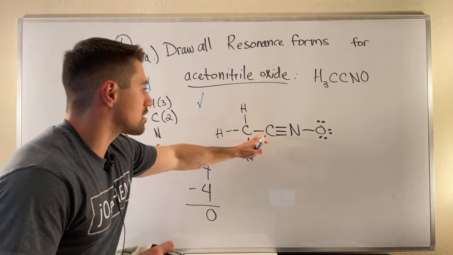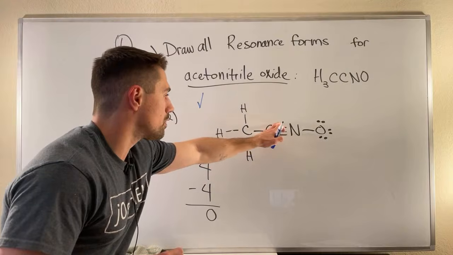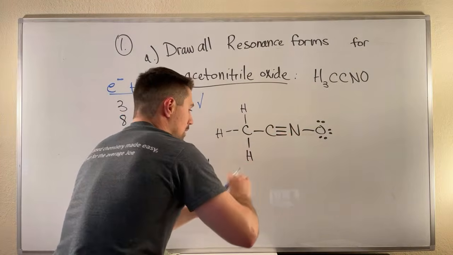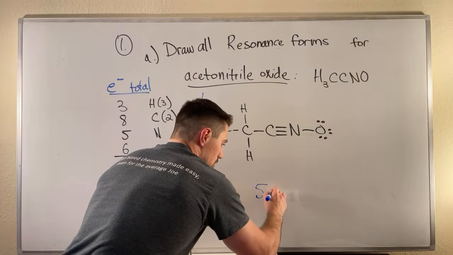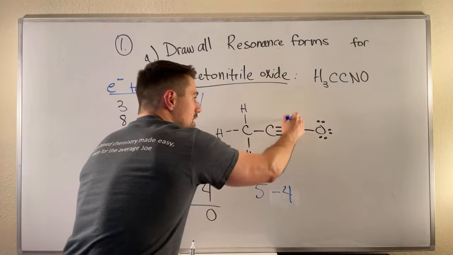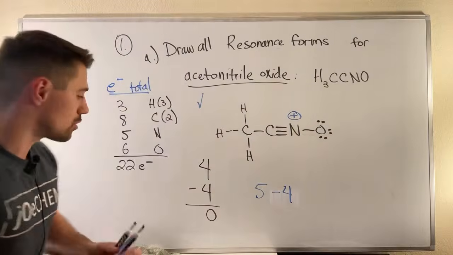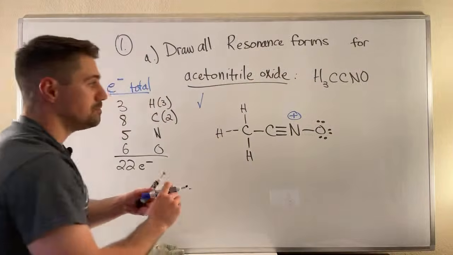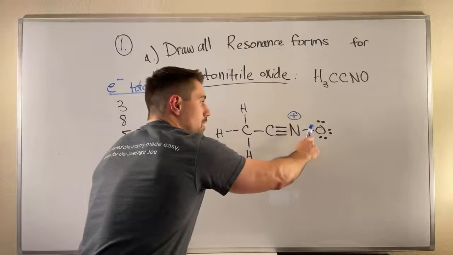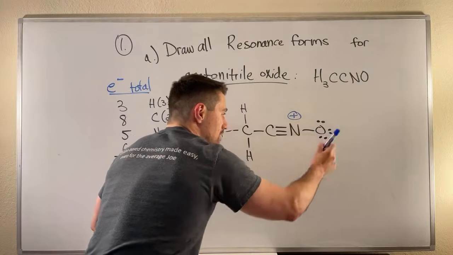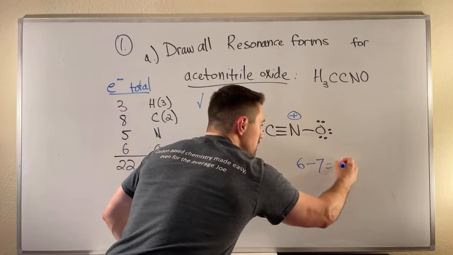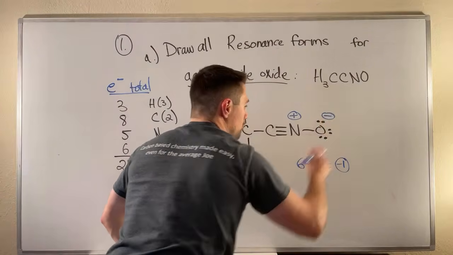This carbon over here is in control of 1, 2, 3, 4. This nitrogen is in control of 1, 2, 3, 4. Now nitrogen comes in with 5 valence electrons, but it's in control of 4. So this nitrogen is actually a +1 formal charge. Now for the oxygen, we see it's actually in control of 1, 2, 3, 4, 5, 6, 7. Sorry, it comes in with 6. It's in control of 7. It has a -1 overall.